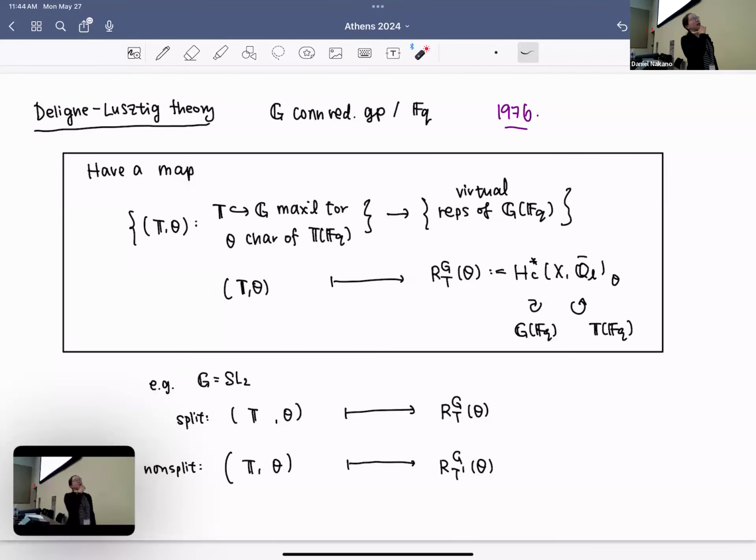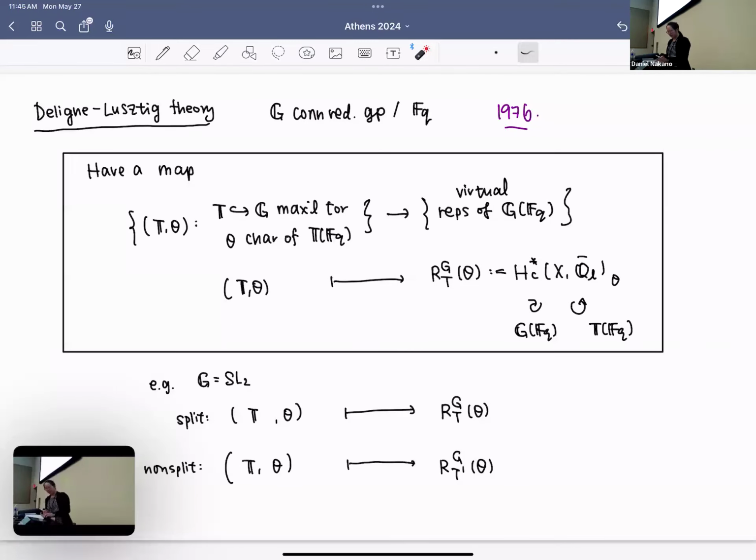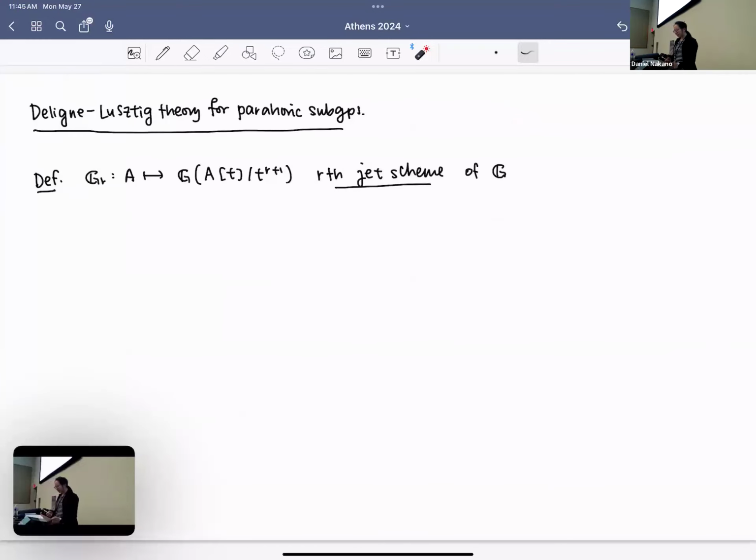Okay, so the point of this talk that I hope to convey is that these things that you know of over Fq can also be done over this truncated polynomial ring, Fq adjoined t, quotient out by t to the r plus one. And so I'll call this Deligne-Lusztig theory for parahoric subgroups. And so let me tell you a little bit about this.